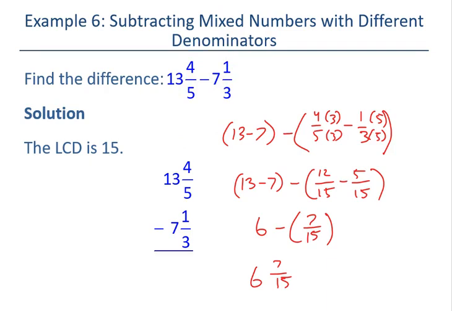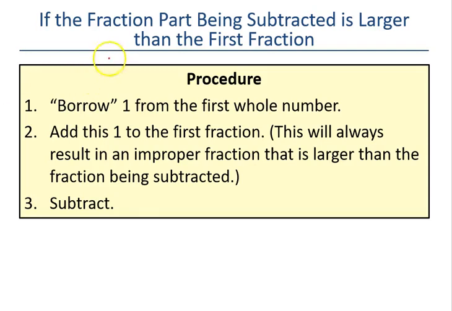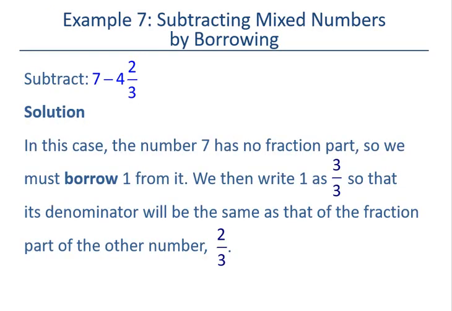Okay, let's continue on. If the fraction part being subtracted is larger than the first fraction, the procedure is: borrow 1 from the first whole number and add this 1 to the first fraction. This will always result in an improper fraction that is larger than the fraction being subtracted. And then we're going to subtract. What do they mean by that? Let's look at an example.